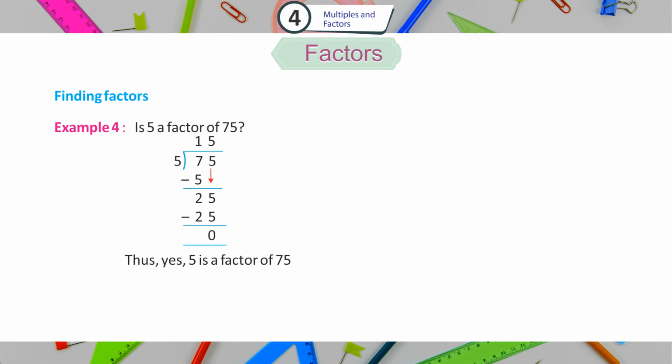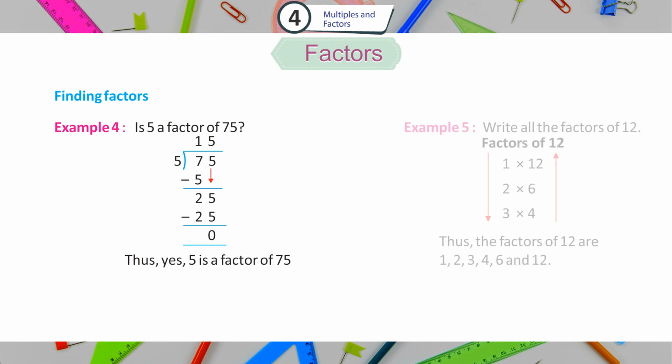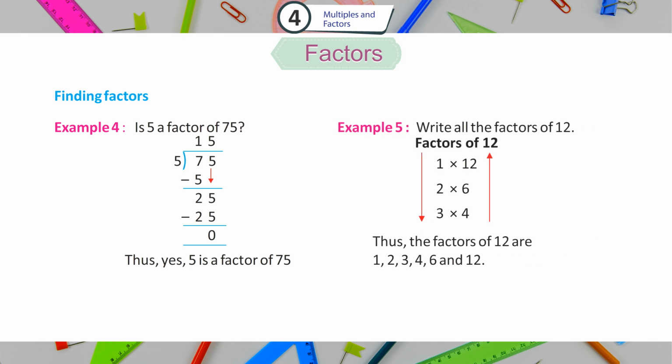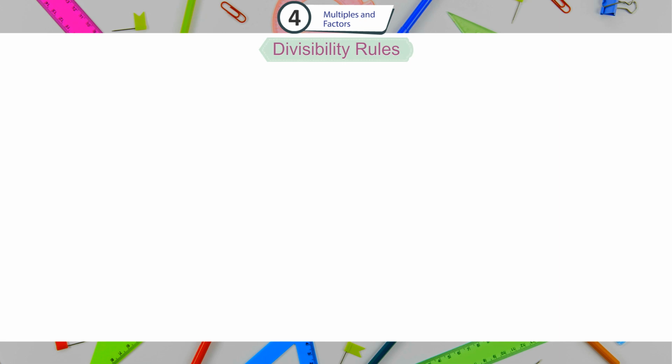Finding factors. Example 4. Is 5 a factor of 75? Thus, yes, 5 is a factor of 75. Example 5. Write all the factors of 12. Thus, the factors of 12 are 1, 2, 3, 4, 6, and 12.